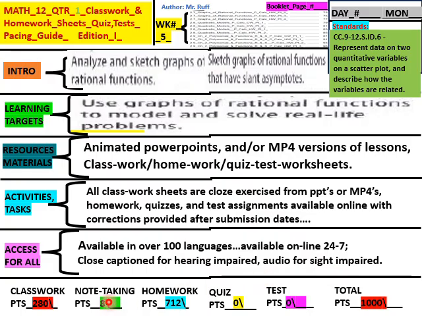And then our classwork points for week 5, 280 points. Note taking is 8 points. Homework is 712 points. So homework, huge amounts of homework. And then quiz 0, test 0. So it still comes out to 1,000 points for week 5, which is gigantic.